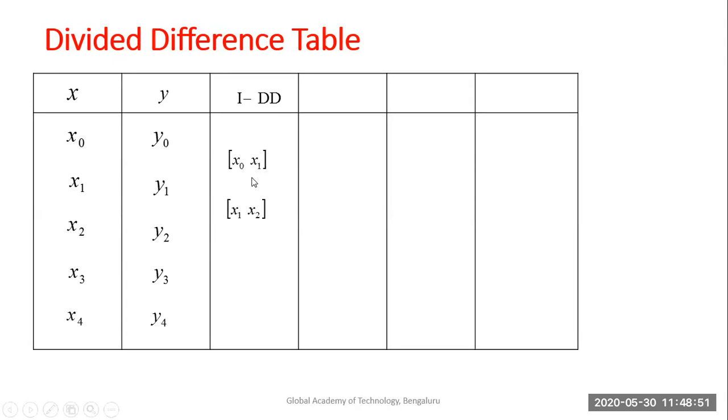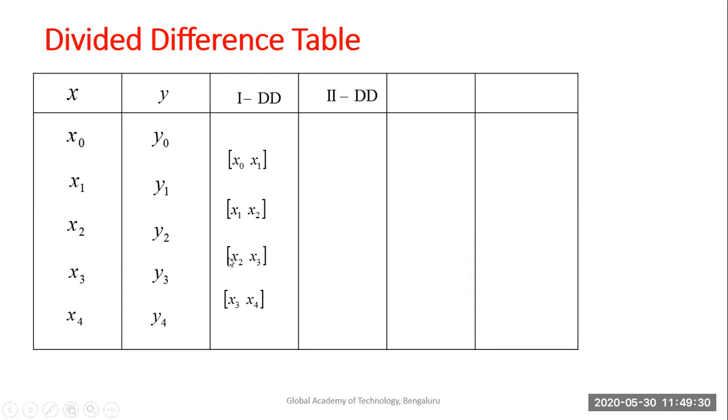So how to know the denominator here? The numerator will be similar to forward and backward. The denominator is the difference of these end values, x1 minus x0 for this value. For x1, x2, it is y2 minus y1 divided by x2 minus x1, the difference of these values. Similarly, x2, x3 will be y3 minus y2 divided by x3 minus x2. x3, x4 is y4 minus y3 divided by x4 minus x3. So these are all called the first divided differences.